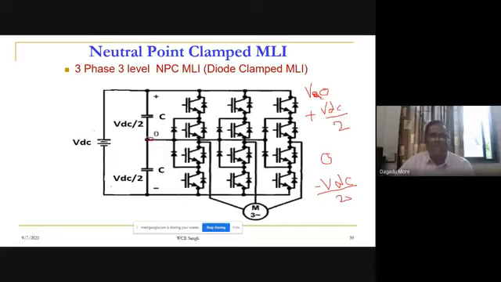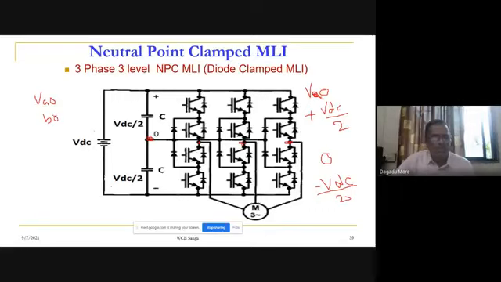This is our O point, and this is the output A. Similarly, from O, this is B, and from O, this is C. So VAO, VBO, VCO. In case of this 3 level inverter, what are VAO, VBO, VCO? I'll write VAO: it will be one of these three values, plus VDC by 2, 0, minus VDC by 2. What is VBO?